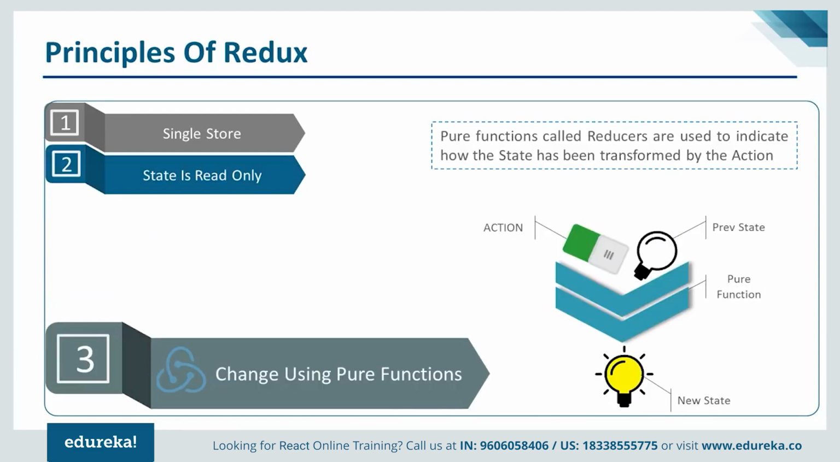Now we'll talk about the third one, that we can make changes using only pure functions. Pure functions in Redux are called reducers. They are used to indicate how the state has been transformed by the action. Which means that the reducers, which are the pure functions in Redux, basically take two parameters as input, the previous state and the action type. When it takes the previous state, the pure function, which is called a reducer, comes into the picture and gives us the new state. In this diagram, as you can see, the previous state was off, the bulb was not on. It has been worked upon by a pure function, called a reducer in Redux, and then we get the new state and the bulb is on.